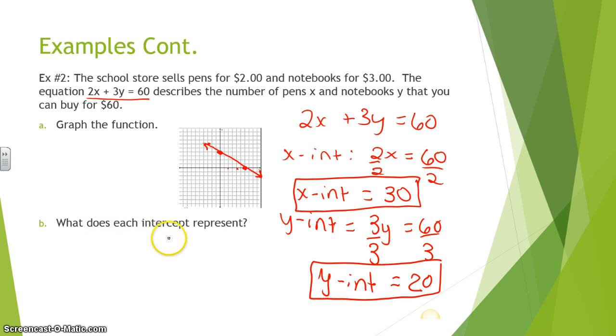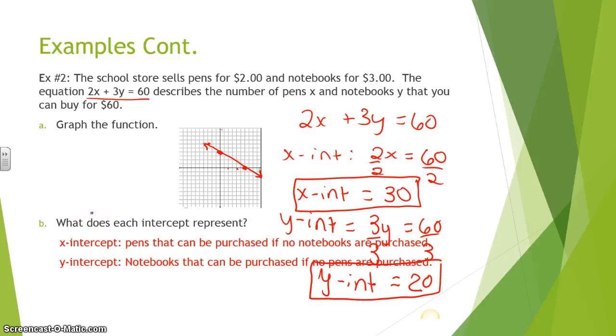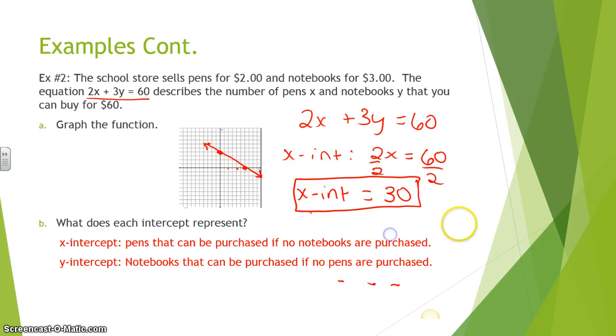What does each intercept represent? Well, my x-intercept is representing the pens that can be purchased if no notebooks are purchased. My y-intercept is representing notebooks that can be purchased if no pens are purchased. So that's what each intercept is representing in this graph.